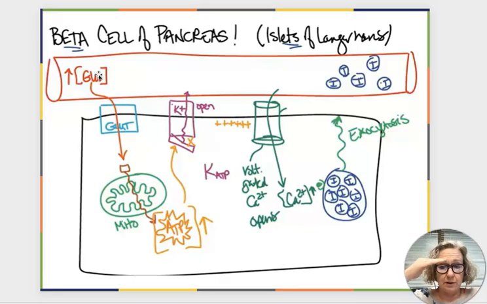Okay, this is not just like boom, boom, boom. We've gone to the liver and come back to your pancreas. Specifically, your islets of Langerhans. You got to say it like you have a German accent, okay? These are our beta cells.